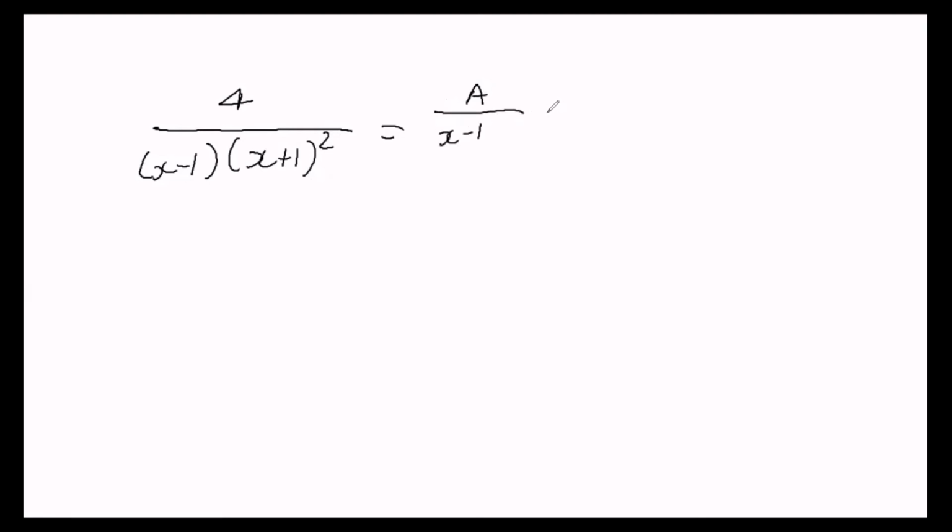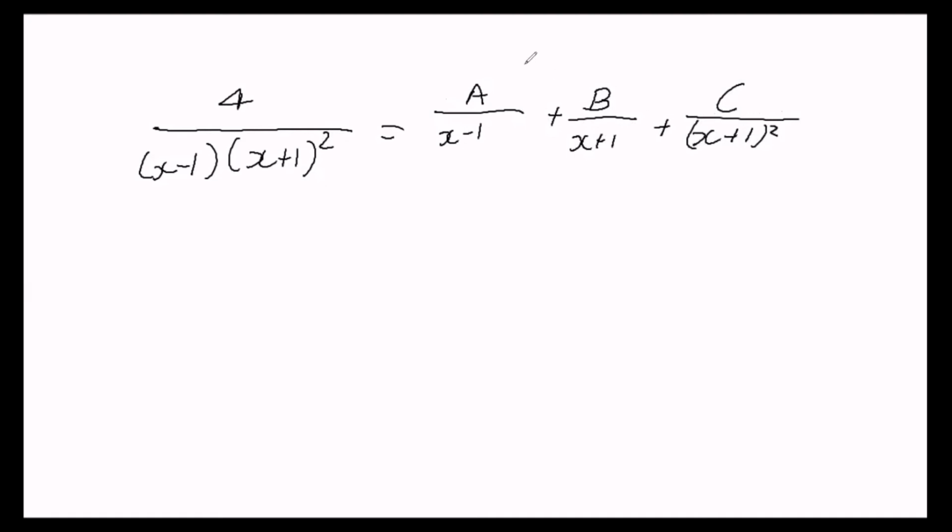So let's also think about, what if I had something like this? 4 over x minus 1 bracket x plus 1 squared. So I've got this squared term here now. I don't just have a bunch of linear terms to the power of 1. I've got a squared term. So what I'm going to do there is go a over x minus 1 plus b over x plus 1 plus c over x plus 1 squared.